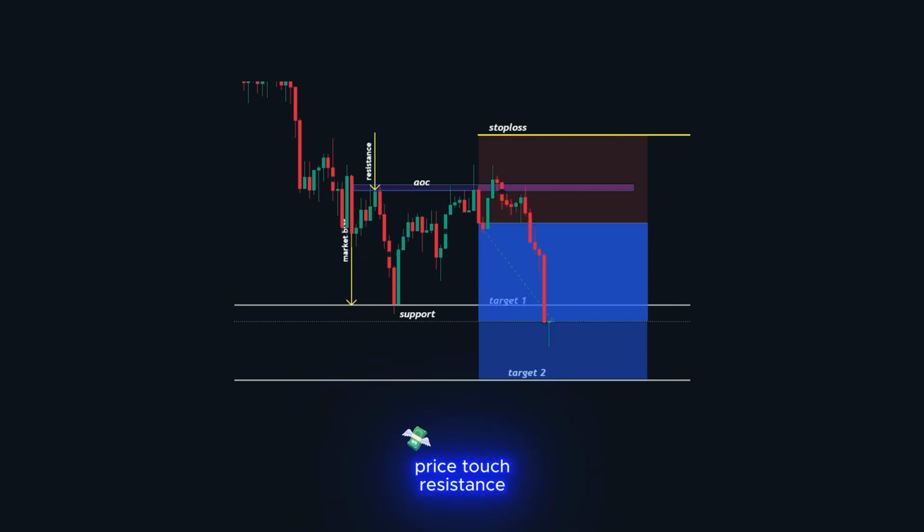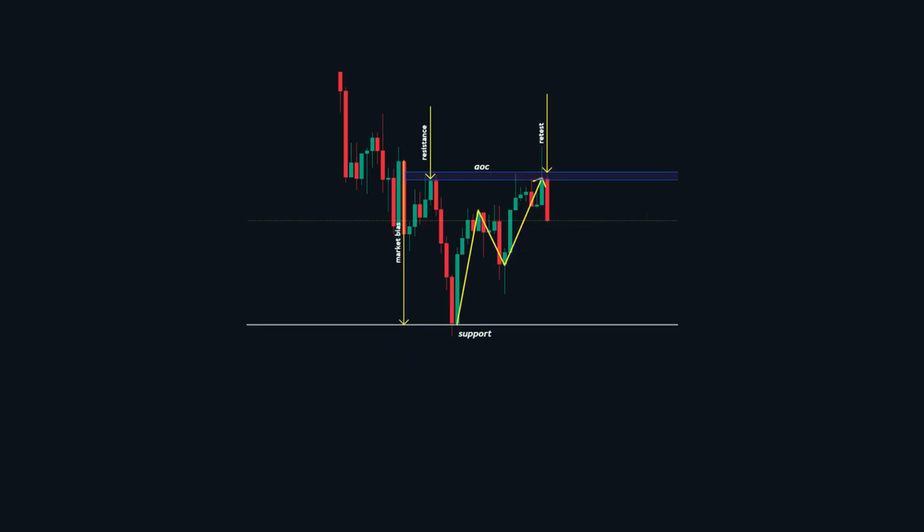Guessing says price touched resistance, so I sell. Technical trading says price touched the AOC, failed to hold above it, rejected the retest, and now my risk is clearly defined. That is why I like this setup. It is not about catching the top. It is about waiting until the market gives enough evidence that the pullback has failed. No chasing. No emotional entry. No selling just because a candle is red. Structure first. AOC second. Entry last.